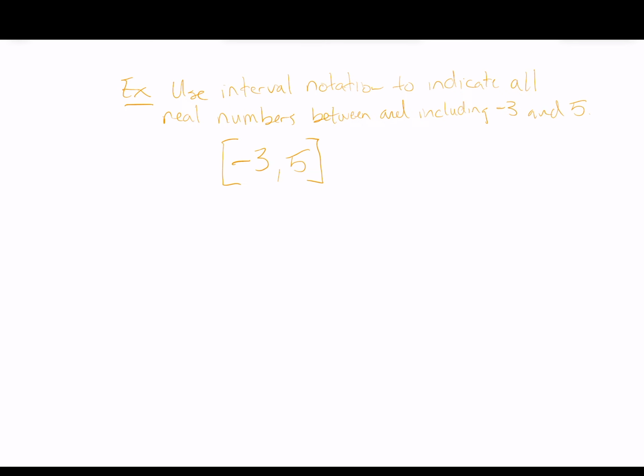Could we write this in set builder notation or as just an inequality? Well, as just an inequality, -3 is less than or equal to x is less than or equal to 5. And set builder is the set of all x such that we rewrite this as our inequality, -3 less than or equal to x less than or equal to 5. Now what we were asked for was interval notation, but I wanted to go ahead and show you that we can do the others as well. Let's try another example.